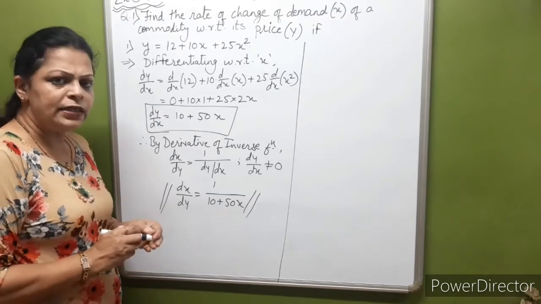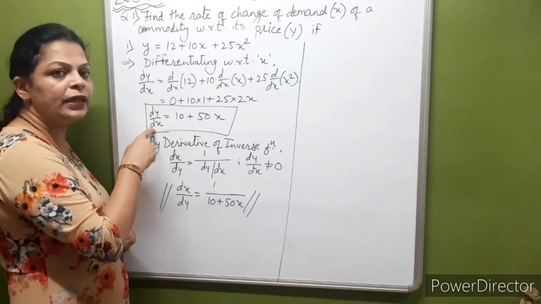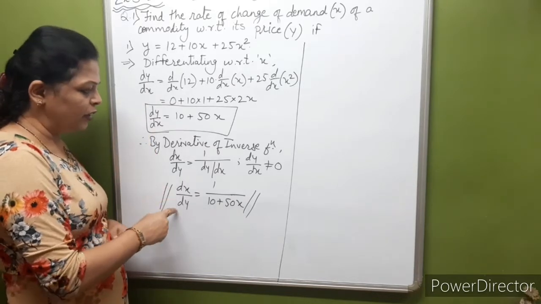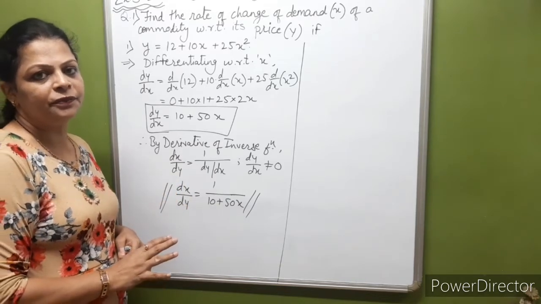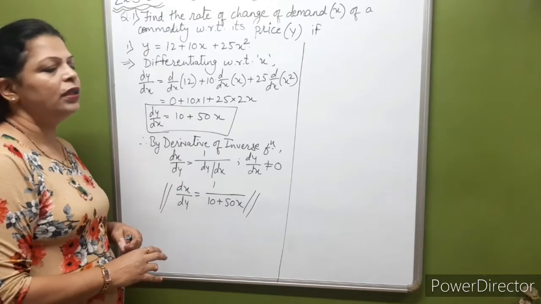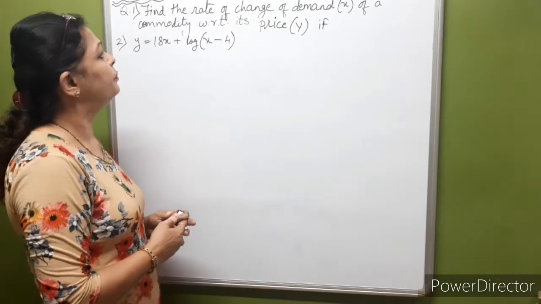Understood? So it is just the revision of first exercise. As usual, you will first find dy by dx, and to find dx by dy, you will just take the reciprocal of it. As simple as that. Right? So let's move to the next sum. So let's start with the second sum.